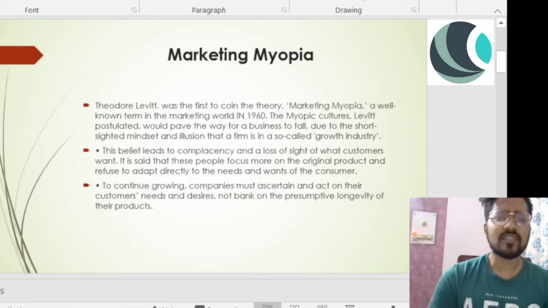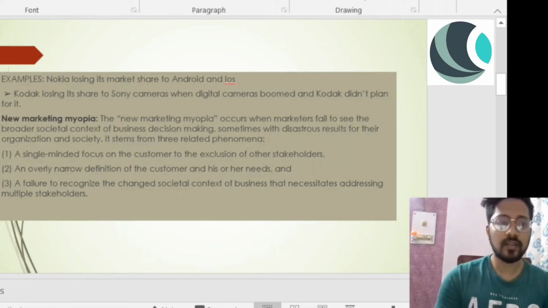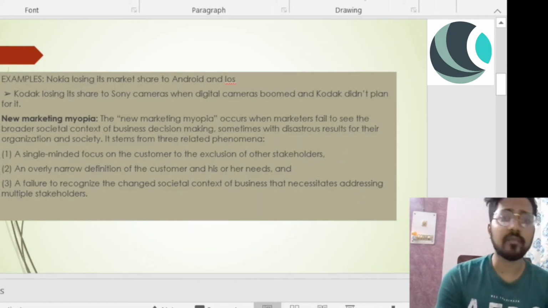So let's discuss this with the help of a few examples. Firstly, the example of Nokia losing its market share to Android and iOS. I think this is a pretty prominent example. So what happened? Nokia was a feature phone king, and then the smartphone came, and they were doing pretty well. But when the new players came in, Apple came in, and many major smartphone players like Samsung came in with their Android OS.